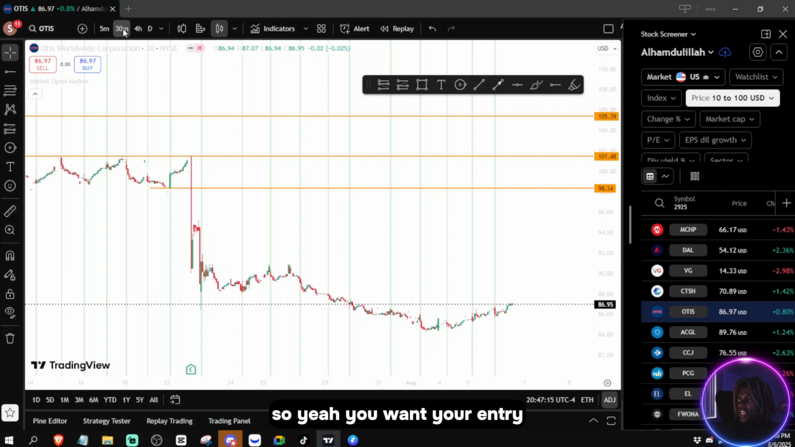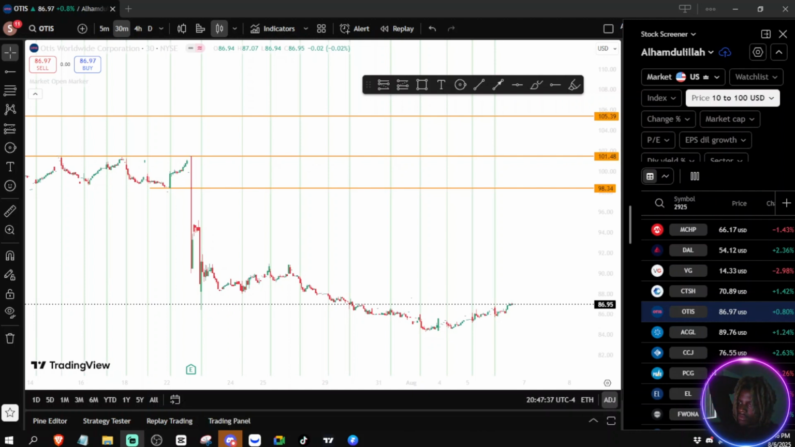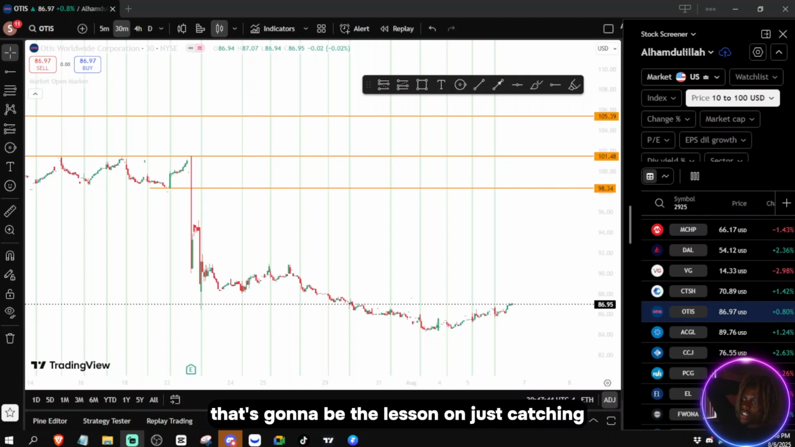So you want your entries, ideally, and if your take profits aren't 930, that's okay, but a lot of the times your entries you want to be 930, for the most part. It really does help a lot when it comes to the accuracy of your trades and not losing to just nonsense. So that's going to be the lesson on catching bullish trades for stocks and crypto.